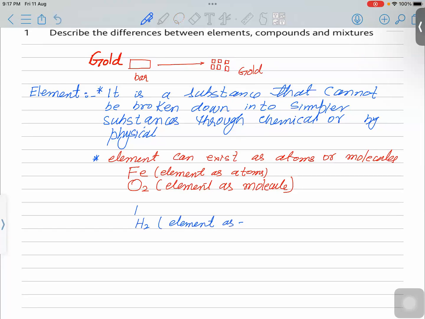H2 is an element as a molecule. Just give me another example, other than zinc. Sir, F2. Yes, F2 is an element as a molecule. Zinc is an element as an atom. Do you have any example? Sir, Ag is an atom. Yes, silver. Exactly. Mercury is an atom, Hg. Very good examples.